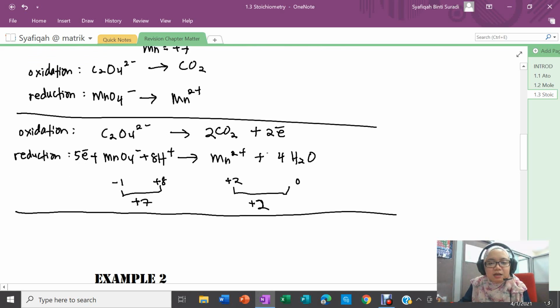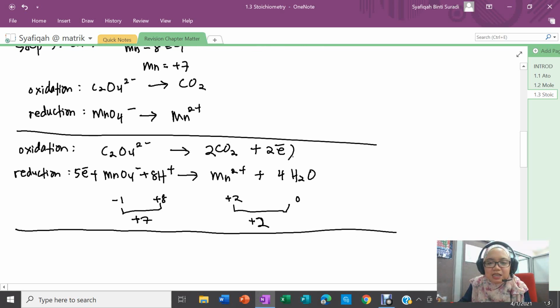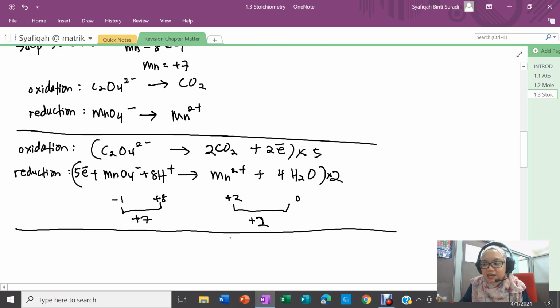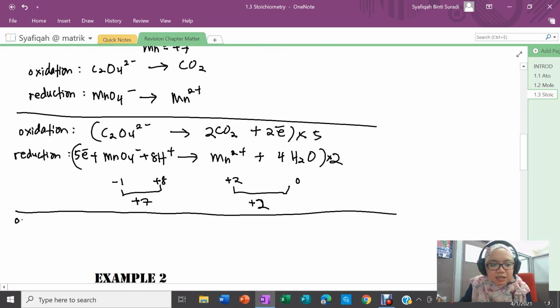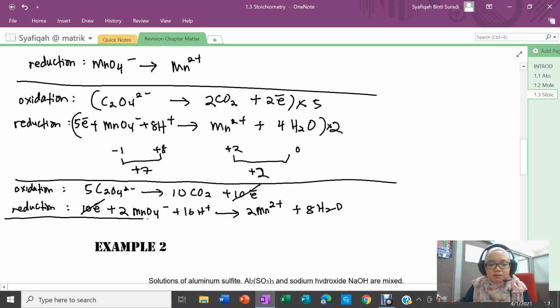Before we combine, we must make sure our charges are the same. To equalize the charge, we multiply. Multiply this by 5 and this by 2. Done. For oxidation we get 5C2O42 minus gives 10 carbon dioxide plus 10 electrons. For reduction we get 10 electrons plus 2 MnO4 minus plus 16H plus equals 2 Mn2 plus plus 8H2O. So the electrons cancel out. Overall balanced.